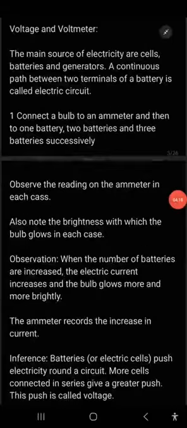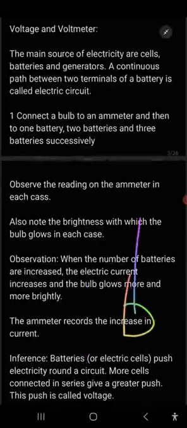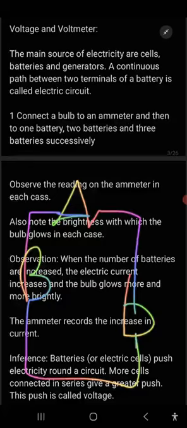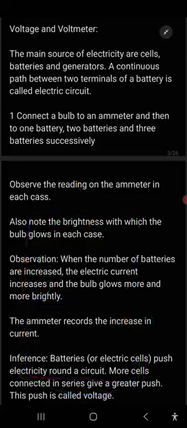What I told you, right? A bulb here, let's just assume it as B. I'll give you a drawing: this is the ammeter, and this is the battery. I'll write B here, and then connect here again to the bulb. That is connecting an ammeter to a bulb, basically. Observe the reading on the ammeter in each case.